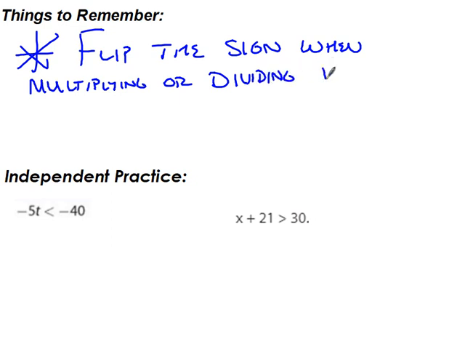That's the only thing that's different than equations. If you know how to solve equations, you know how to solve inequalities. The only place that's going to give you a hard time is flipping that sign. So if we can do that, we're golden.